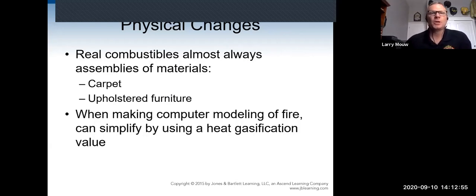Real combustibles almost always are assemblies of materials, meaning it's more than one thing. Such as carpet or upholstered furniture, there's more than one type of thing in there.